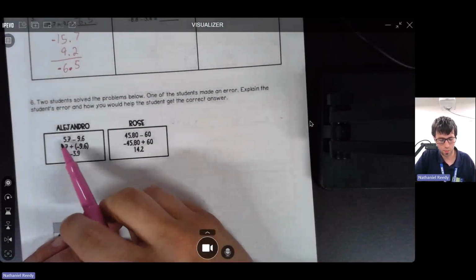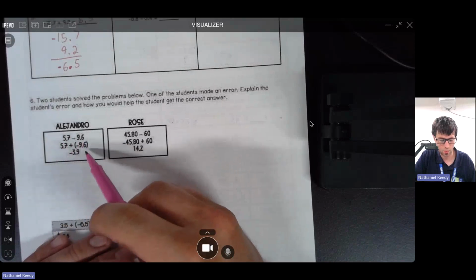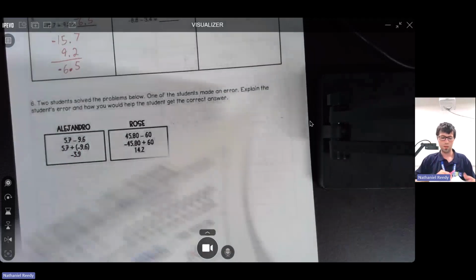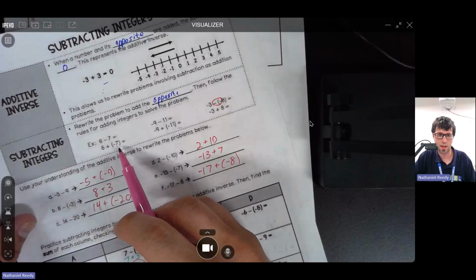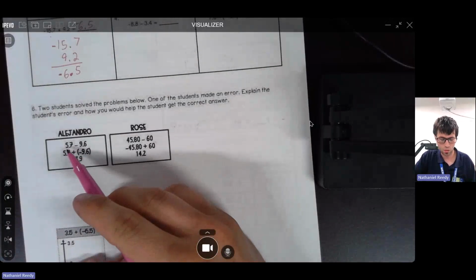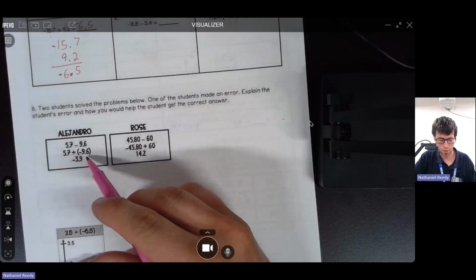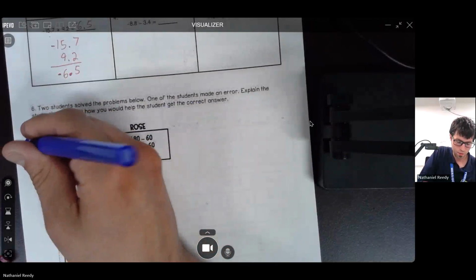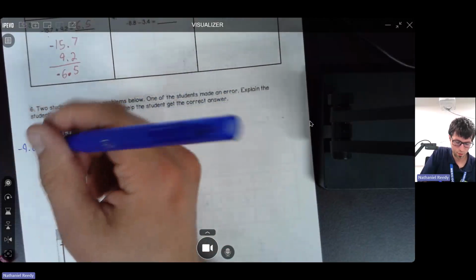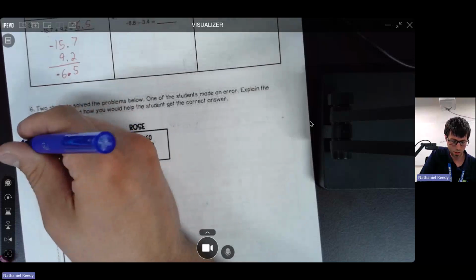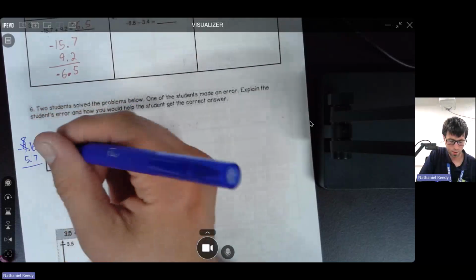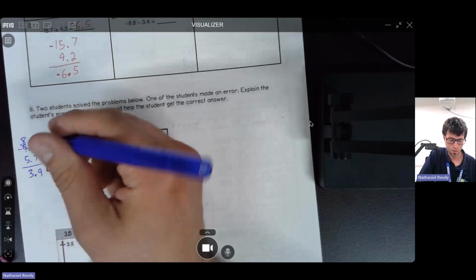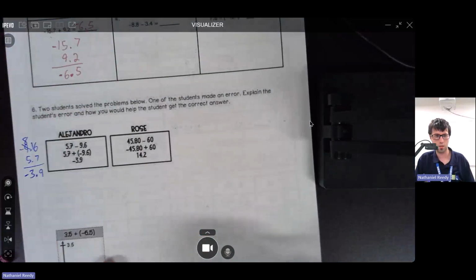So Alejandro said 5.7 minus 9.6 is the same as 5.7 plus negative 9.6. Well, that's right, because we know that subtracting something is just like adding its negative. So 5.7 minus 9.6, let's see if he did that math right to get negative 3.9. 9.6 minus 5.7. 6 minus 7, I can't do, so I'm going to borrow from 9. 16 minus 7 is, brain fart, 9. Then 8 minus 5 is 3. Since 9.6 is bigger, I'm going to keep that negative. So yeah, Alejandro seems to have done that right.